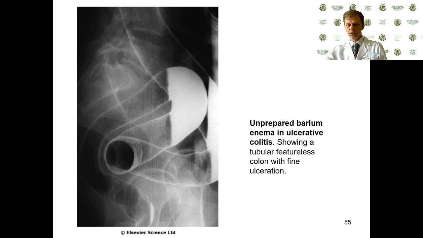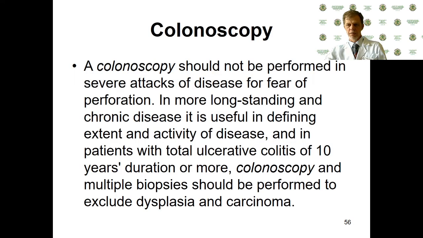Now again, a few pictures. You see in ulcerative colitis one of the features is that haustrations disappear. Normally the large bowel should have haustra, a haustral pattern. Here you see that the large bowel looks like a tube, like a pipe. The tubular featureless colon with fine ulceration.